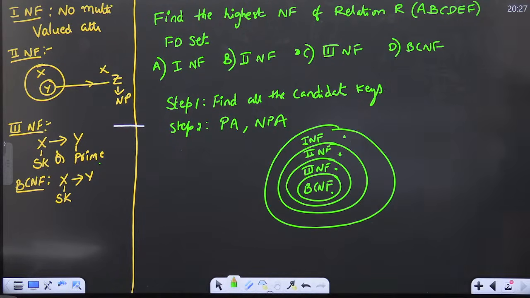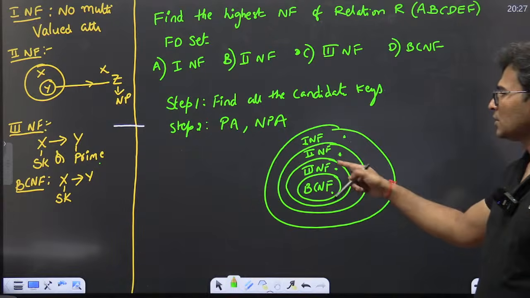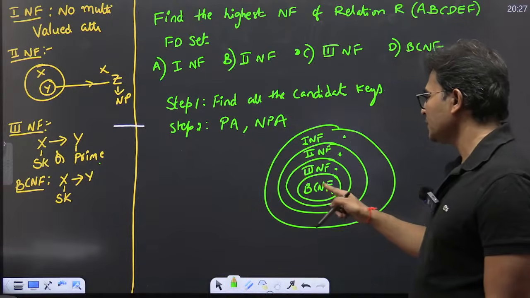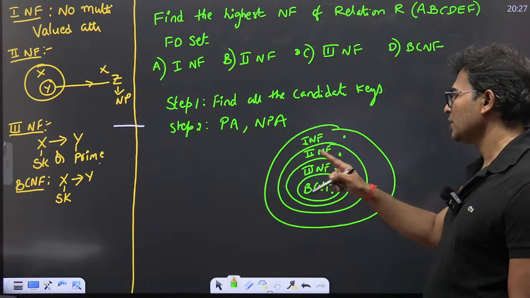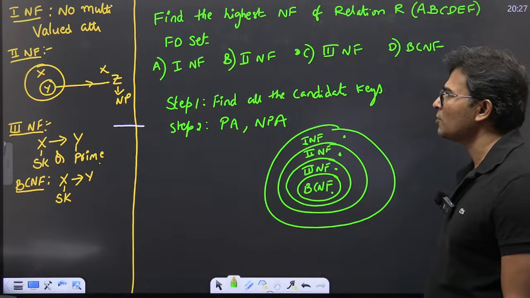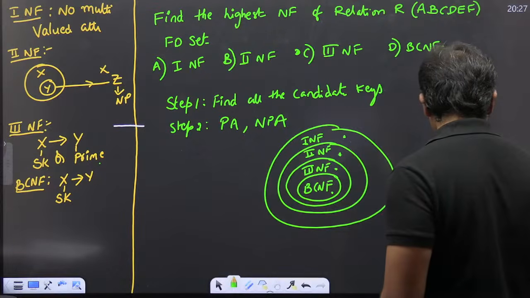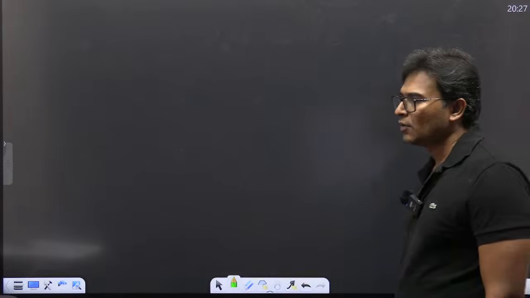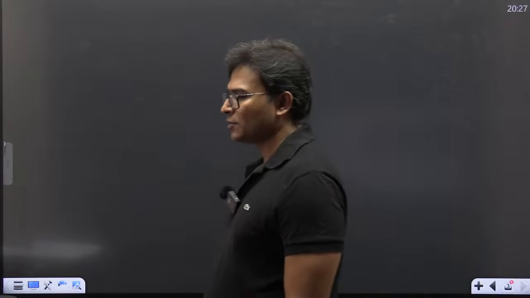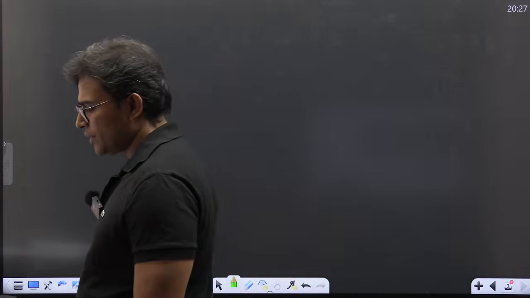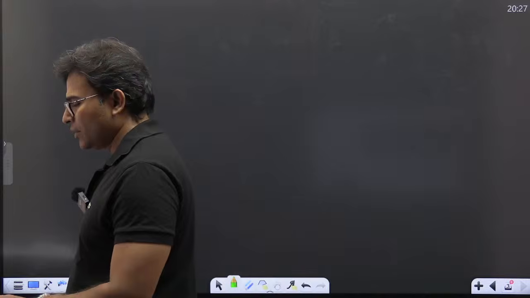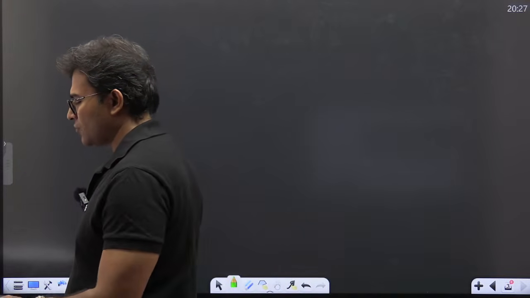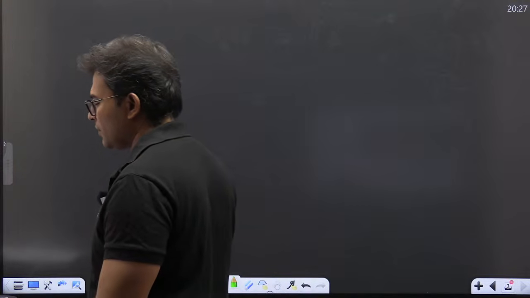You understood this, right? First, we'll talk about BCNF, then third normal form, second normal form, then first normal form. I'll give you a question, a simple one, not a complex one. I'll give you a simple example. Now you tell me what is the highest normal form that this table is in?